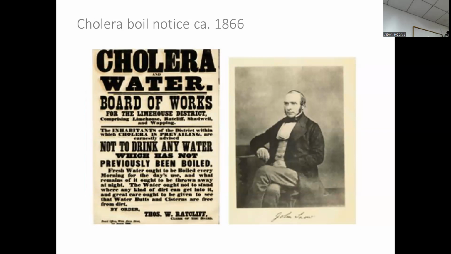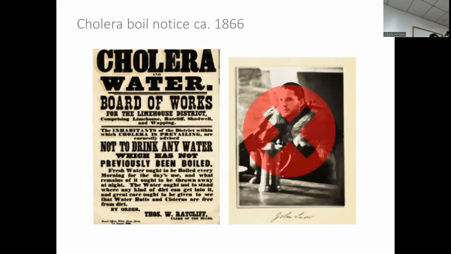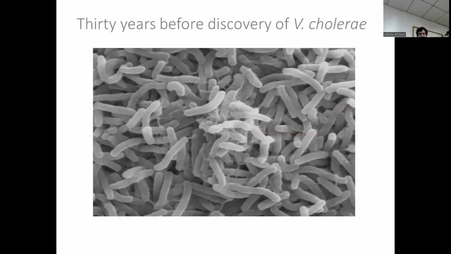From that point onwards, if there was an outbreak of cholera, they would put a notice on the streets, what was called a boil notice, to boil the water. So people would boil their water, and that would eliminate or greatly reduce the chance of contamination. They could still take their water, they would just boil it before they consume it. And this was very successful in dealing with cholera outbreaks in the future. All of this 30 years before the discovery of the actual bacterium that causes cholera, V. cholerae.